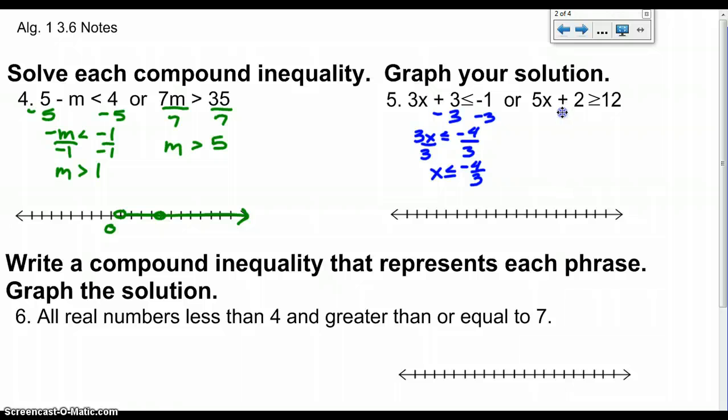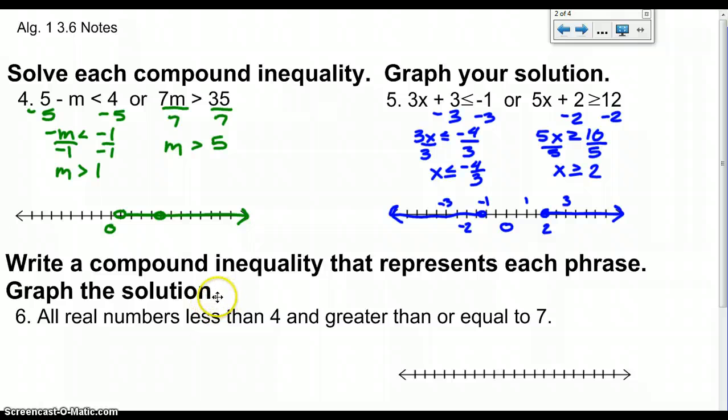And to solve this one, we just subtract 2 from both sides. So we get 5x is greater than or equal to 10, divided by 5, and we get x is greater than or equal to 2. I want you guys to pause it and then do the graph on your own, and let's see and make sure we get the same graph.